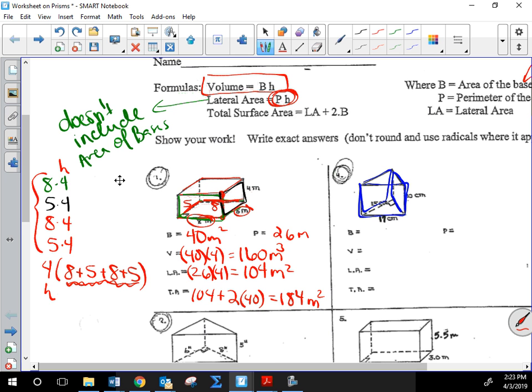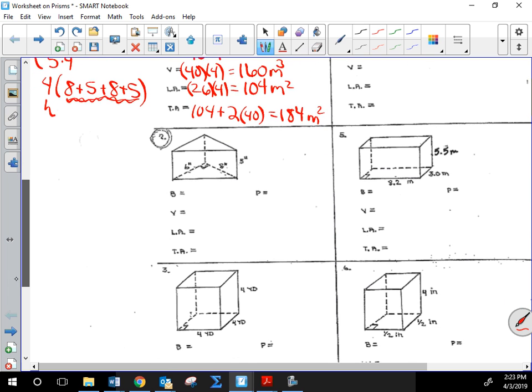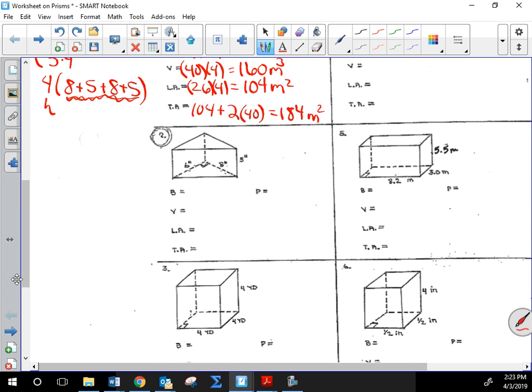Okay, let's do one that's not a rectangular prism. Let's go ahead and do number 2 here. Alright, so again, our bases are triangles. So this is a triangular prism, and we want to find the area of our base. What's the formula for the area of a triangle? Good, 1/2 base times height. Now here, conveniently, this is a right triangle. So what do we use for our base and height in the right triangle?